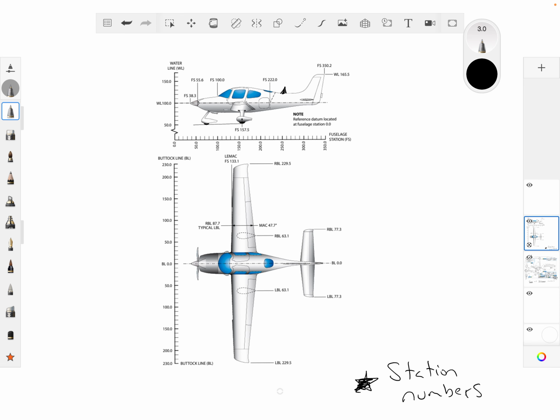So an airplane has 3 axes, right? Longitudinal, going from the nose to the tail. Vertical, up and down. And then we have the lateral axis, going from wingtip to wingtip, right? So we have these 3 axes because it's a 3-dimensional object. So we also have 3 different station numbers, one for each of the axes.